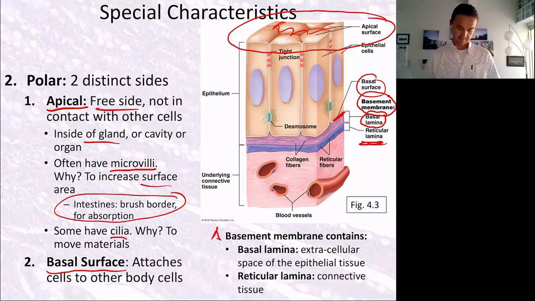Okay, we can see that here. So that basal membrane includes basal lamina, which is epithelial tissue, and then also the reticular lamina, which is not part of the epithelial tissue. It's part of the connective tissue that anchors the epithelial tissue in place.